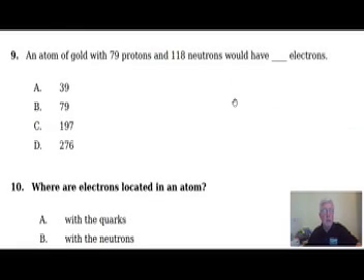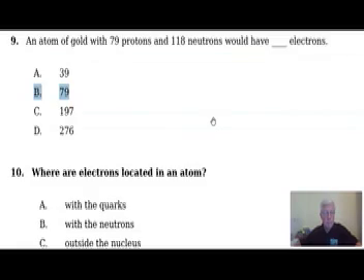An atom of gold with 79 protons, so I'm thinking for myself, 79 protons, that's its atomic number, 79, and 118 neutrons would have how many electrons? Well, you see, this 118 neutrons, they're just throwing you off. They're just trying to see if you really understand that the number of protons equals the number of electrons. So an atom of gold with 79 protons would have 79 electrons. Best answer, B. I hope you've gotten these right so far. Or if you need to, you'll do it again, and I hope you get them right next time.